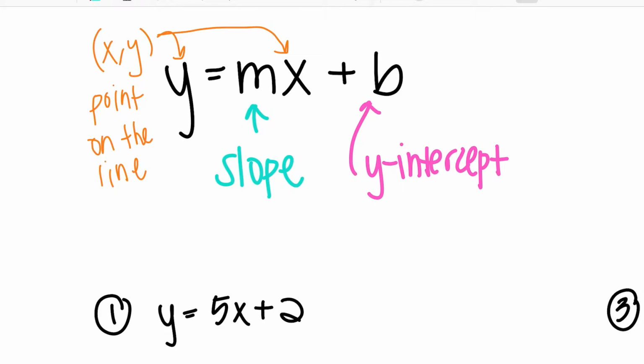You should have said that the slope here is 5. The slope is 5 because we know that the slope is going to be the number that is multiplied by x. The slope does not include x. The answer is not 5x, it's just 5. The y-intercept here is 2. It's a positive 2. So this equation here is the slope-intercept form of a line that has a slope of 5 and a y-intercept of 2.